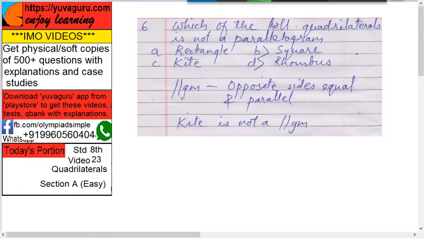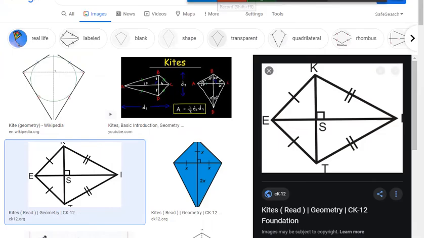So in rectangle, are opposite sides equal and parallel? Yes. In square, are opposite sides equal and parallel? Yes. In rhombus, are opposite sides equal and parallel? Yes. Okay. In kite, are opposite sides equal and parallel? No. Why? In a kite, always adjacent sides, means one pair of adjacent sides is congruent.